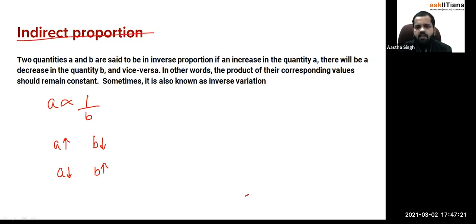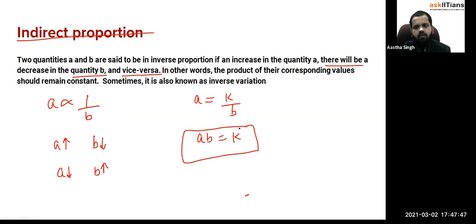Two quantities A and B are said to be in inverse proportion if an increase in the quantity A causes a decrease in the quantity B, and vice versa. In other words, if we remove the indirect proportion sign, the product AB is a constant. So AB will be equal to what? Constant. Here the product is constant. The corresponding product of the corresponding values remains constant. And in direct proportion, the ratio is some constant.